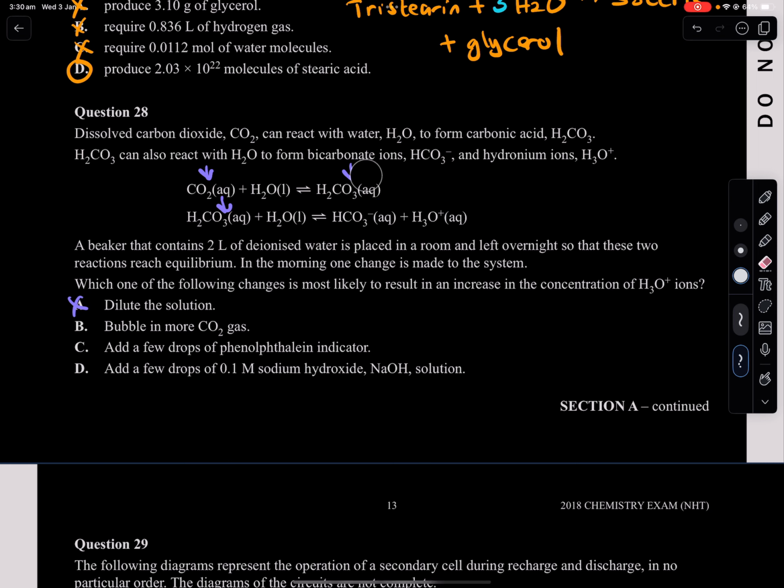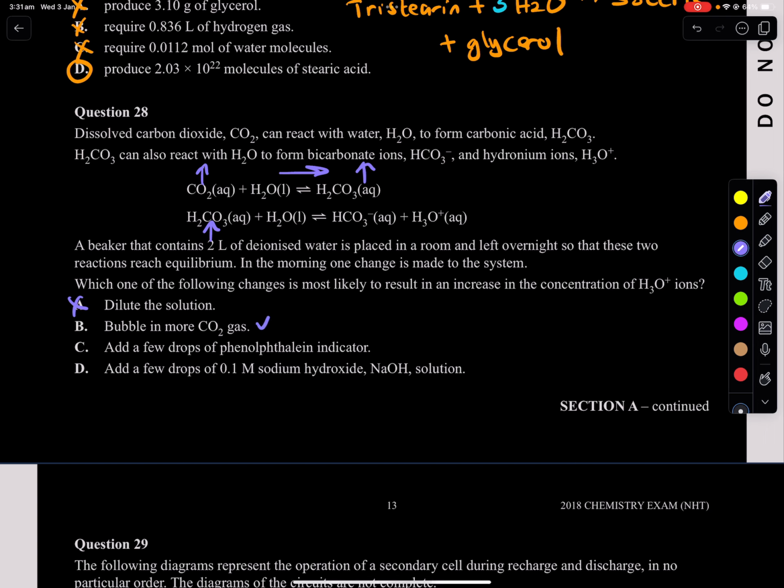So nice and easy. Next, bubble in more CO2 gas. Let's think about it. If we're bubbling more CO2 gas, we're increasing the concentration of CO2 gas. And the system's going to be like, hey, that's too much, so I need to compensate for that. So I'm going to move my reaction to the right so I can decrease this concentration. If it's moving to the right, we're increasing H2CO3. And again, if it's increasing H2CO3, it needs to compensate for that, so it's going to move to the right. And if it moves to the right, we are increasing the hydronium ion. So B looks beautiful, actually.